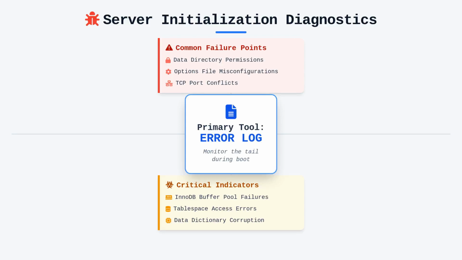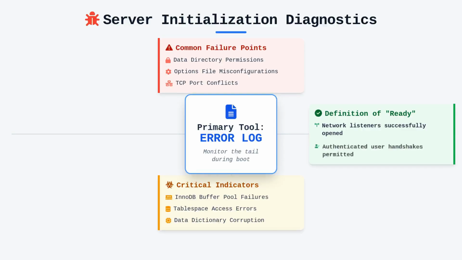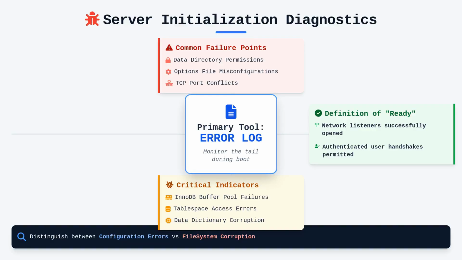It is essential to understand that while the server might appear to start, it is not truly available until the network listeners are successfully opened and authenticated users are permitted to handshake. Monitor the tail of the error log during boot to distinguish between configuration errors and underlying file system corruption that may require manual intervention.